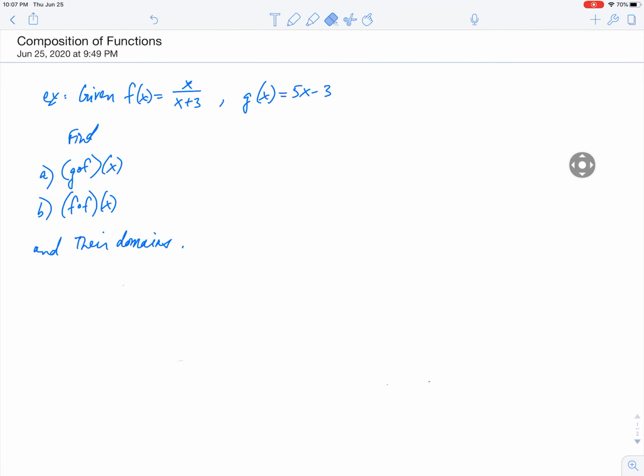So let's study the composition of functions, and we'll do that with the following example. Given f of x is equal to x divided by x plus 3, and g of x is 5x minus 3, let's find the two functions, g composed of f and f composed of f, and the domain of those functions, or I should say their domains.